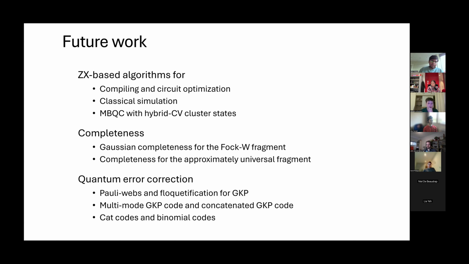But it's also interesting to look at what happens when you encode one qubit into multiple Q modes, or when you concatenate the GKP code with an outer qubit code. This is a very common proposal for QEC with continuous variable systems. And finally, it would be good to look at other types of codes, which include CAD codes and binomial codes, and also dual rail codes. Yeah, that's all I had to say. Thank you.